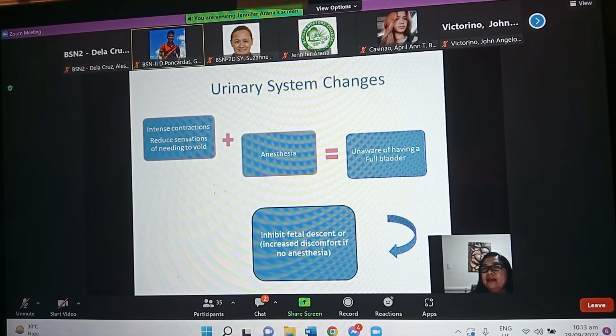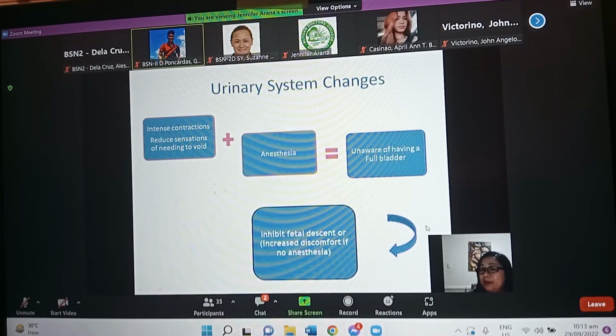Okay, next change, we have the urinary system changes. Okay, so what happens during labor and delivery is that the intense contractions, tungkol sa pag-contract sa uterus, there is a reduced sensation of the needing to void. Okay? Plus anesthesia, it will lead to unawareness of having a full bladder. Tungod sa intense contractions plus anesthesia, dili na aware ang mama nga puno na day iyahang bladder.